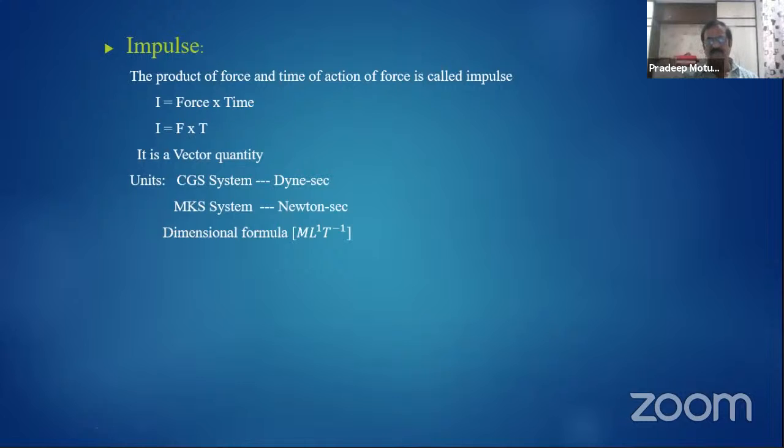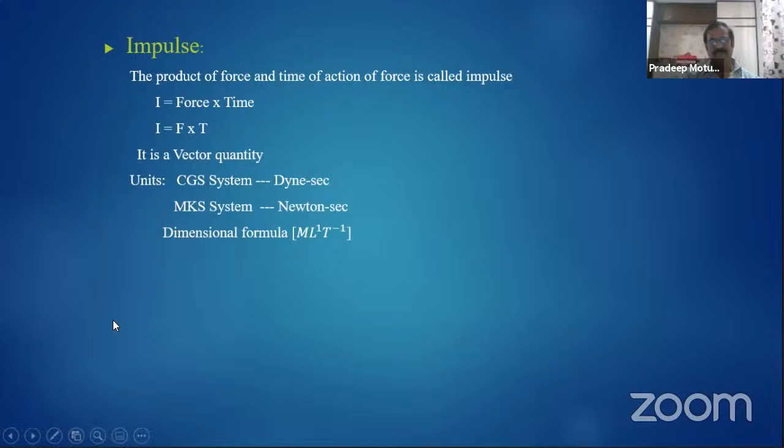Similarly, what is the dimension formula of impulse? Force into time. If you take this product, finally you can get M L^1 T^-1. In this way, we can explain the impulse. So we can observe this impulse in our daily life situations.